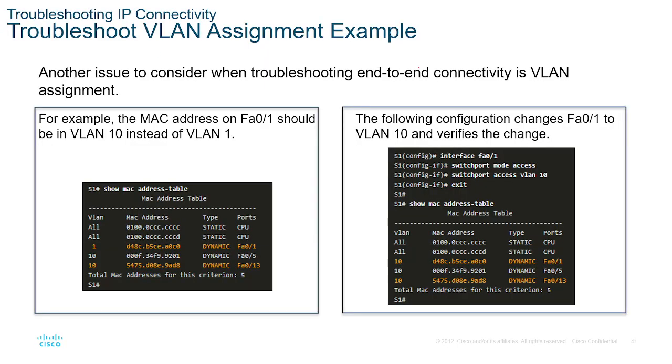Now troubleshoot VLAN assignment example. Now we have S1 show MAC address table. We have these, VLAN 1 and 10. For example, the MAC address on F0 should be in VLAN 10 instead of VLAN 1. Well, in here, the following configuration changes everyone to VLAN 10. Verify the changes. Now you see that this one is now 10. Both of them are 10.